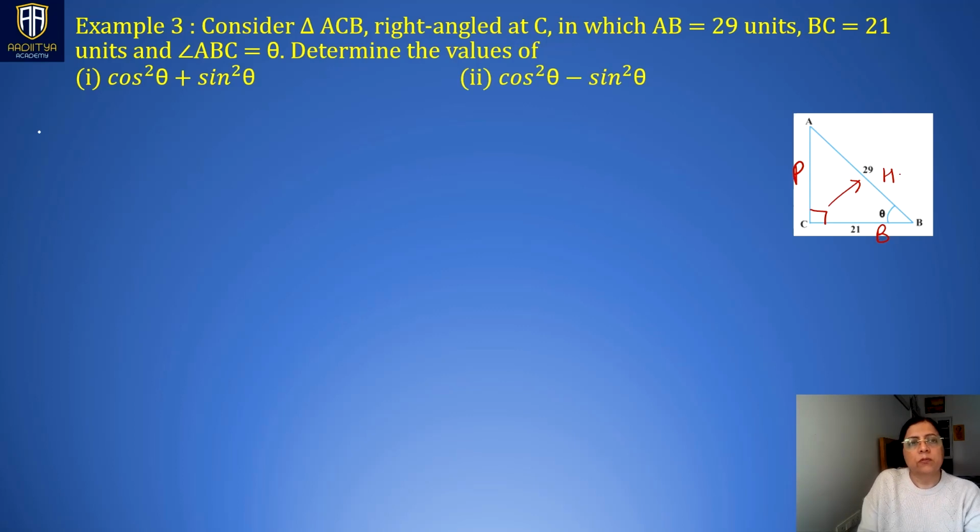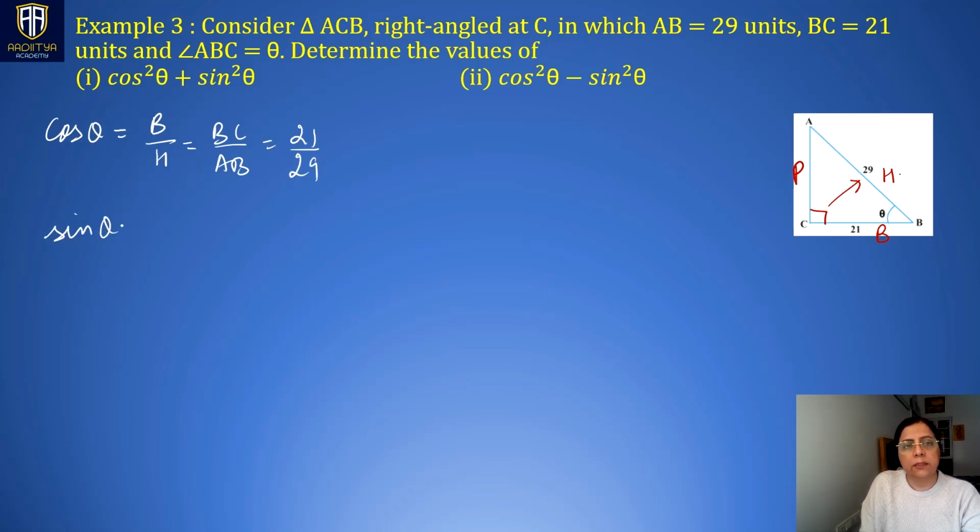So now cos of theta is what? It's the ratio between the base and the hypotenuse. So in the figure, base is BC, hypotenuse is AB. Base is 21, hypotenuse is 29. What is the value of sin theta? It is perpendicular upon hypotenuse. Perpendicular here is AC and hypotenuse is AB. And here we haven't found the value of AC. So first you have to do that.